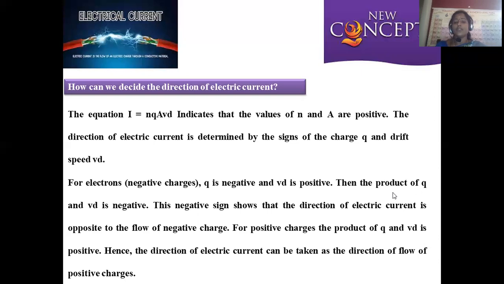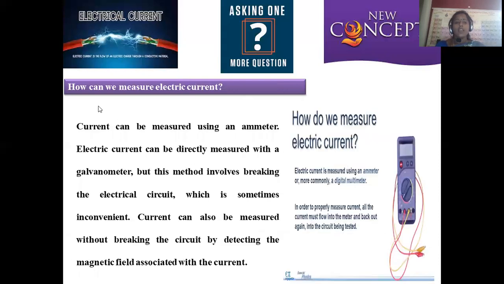So that depends upon the product of VD and Q. If the product of VD and Q is negative, the electron flow is away from the negative charge. If the product of VD and Q is positive, they are moving in the direction of positive charge. So if the product is negative, away from the negative; if positive, towards the positive. This is how you can observe the direction of electrical current with respect to this equation.